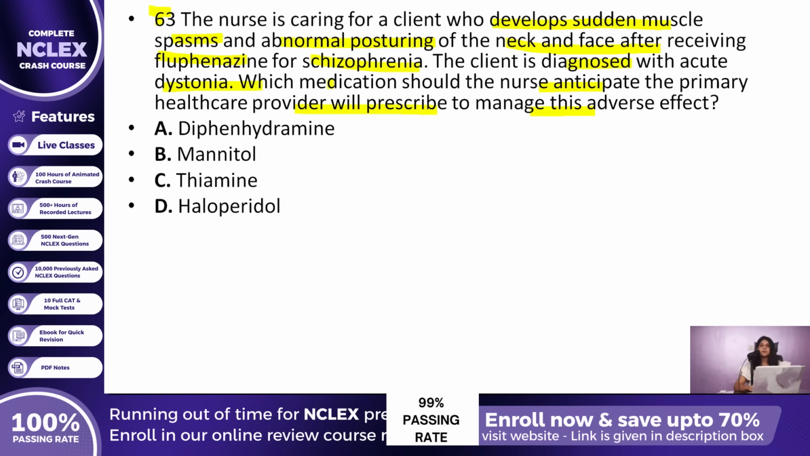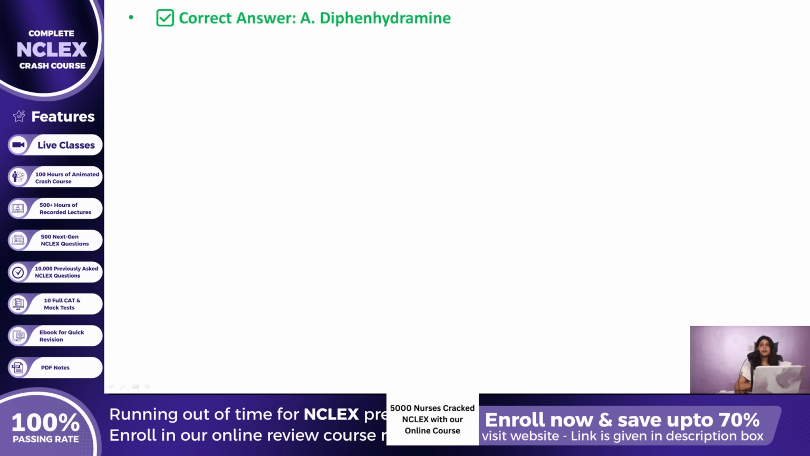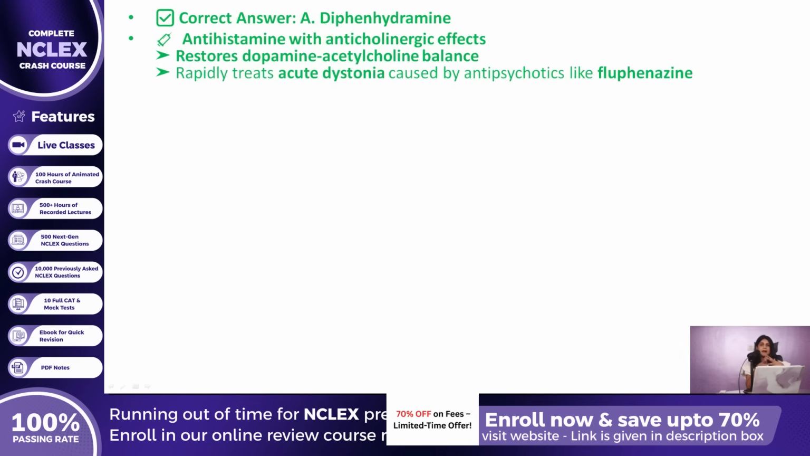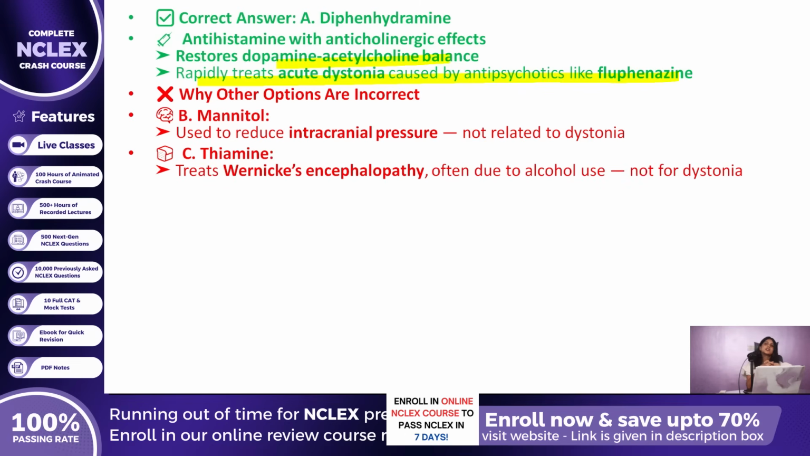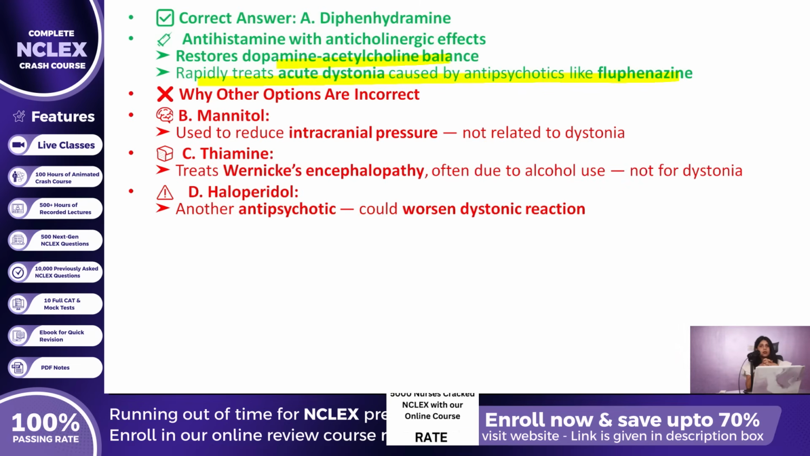The correct answer is Option A, diphenhydramine, as it effectively treats acute dystonia by restoring the dopamine-acetylcholine balance disrupted by antipsychotics like fluphenazine. Option B, mannitol, is for intracranial pressure. Option C, thiamine, treats Wernicke's encephalopathy. And Option D, haloperidol, could worsen dystonia.